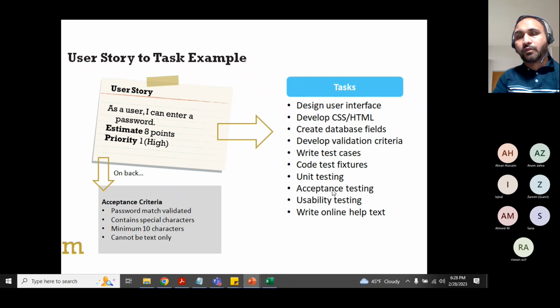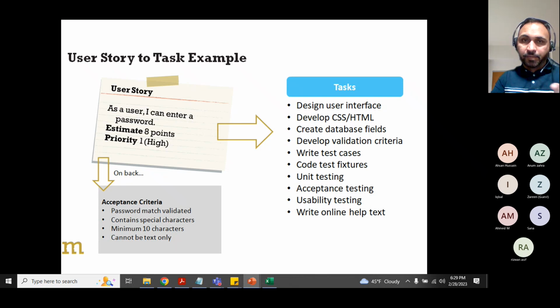Acceptance testing is where the product owner feels more comfortable, with testers, business testers, and users who accept it as a sign-off. Usability testing, online help text. These are examples of the tasks associated with one simple user story of entering a password. Look at how eye-opening this example is. You think it's quite simple, just enter a user and password, as a user, I can enter a password. But look at the associated tasks that are broken down, both the development piece and the testing piece that has to be done.